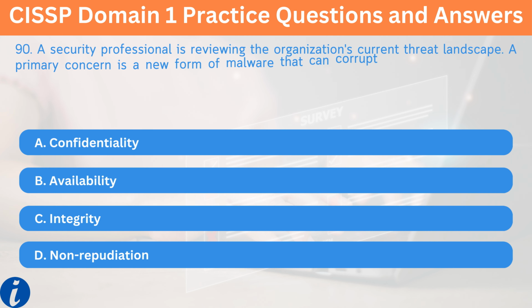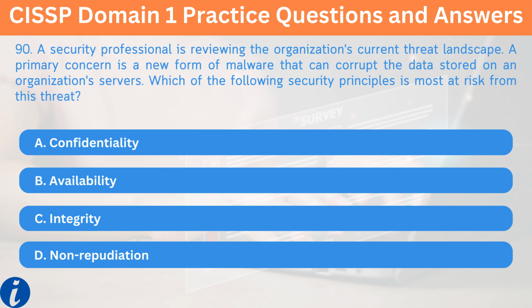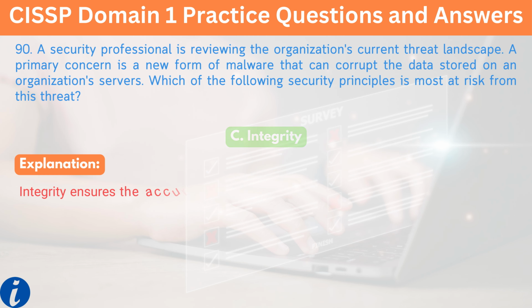90. A security professional is reviewing the organization's current threat landscape. A primary concern is a new form of malware that can corrupt the data stored on an organization's servers. Which of the following security principles is most at risk from this threat? A. Confidentiality. B. Availability. C. Integrity. D. Non-repudiation. The correct answer is C.